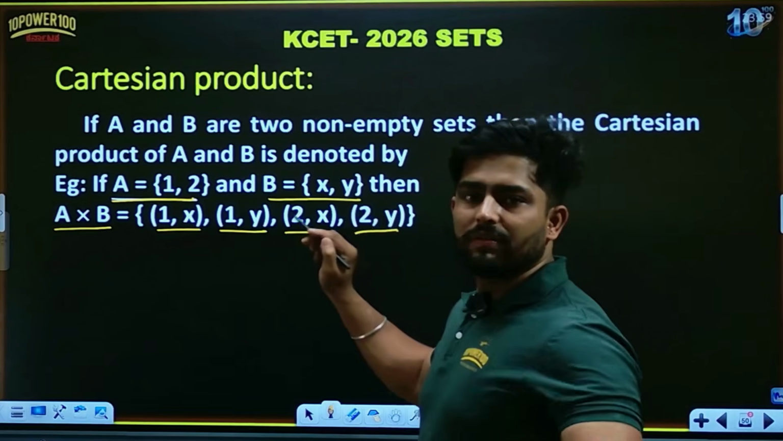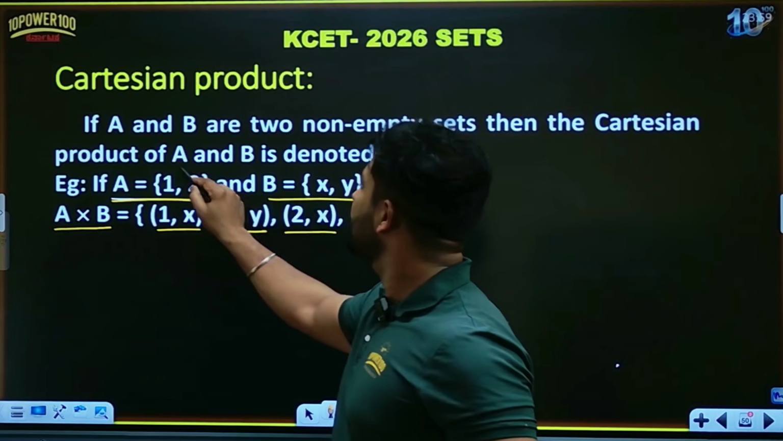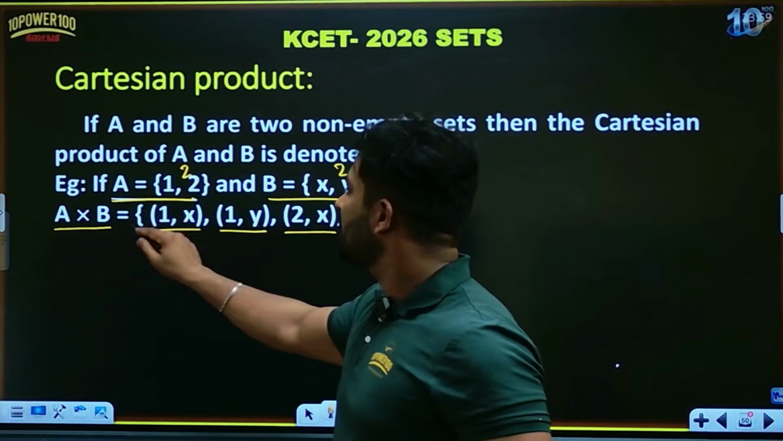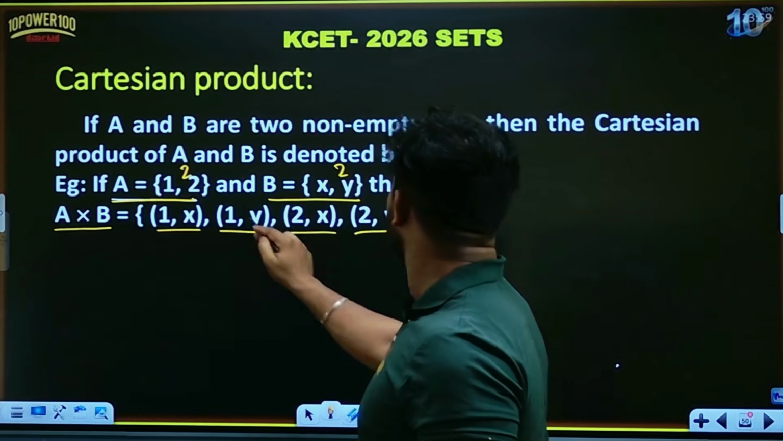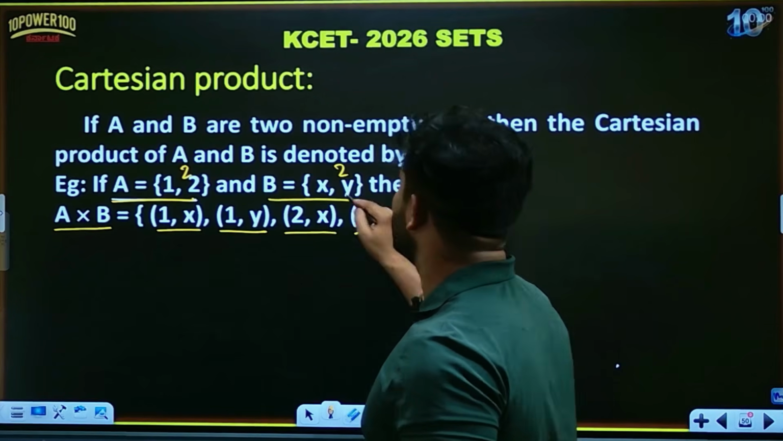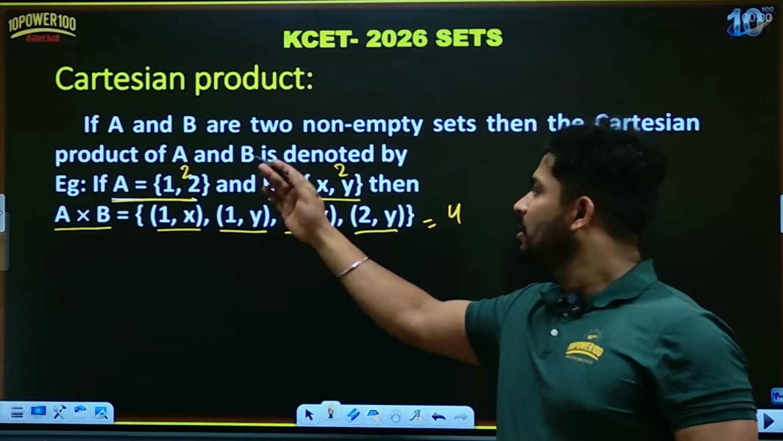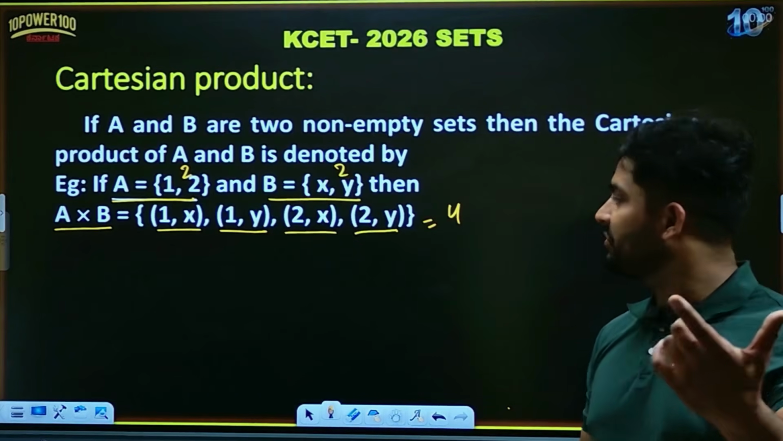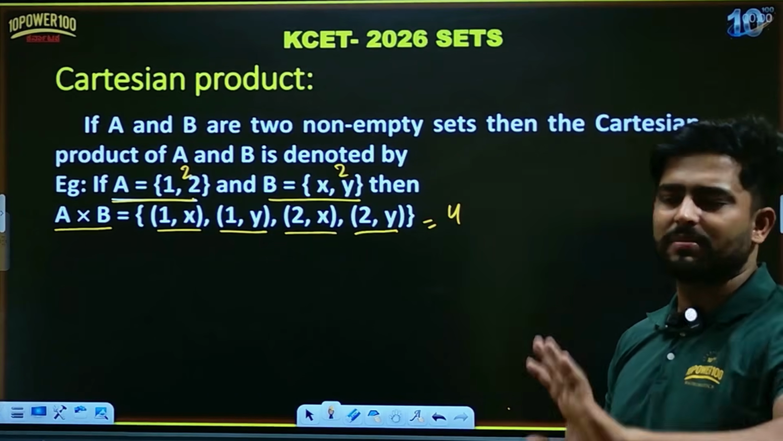If you see the number of elements, here there are 2 and here there are 2. So the total number of elements in a cross b is 1, 2, 3, 4. So 4. The number of elements in a cross b is directly proportional to the number of elements given in set a and set b. Just multiply what is there and write it.